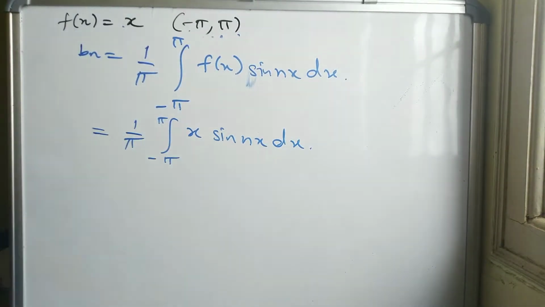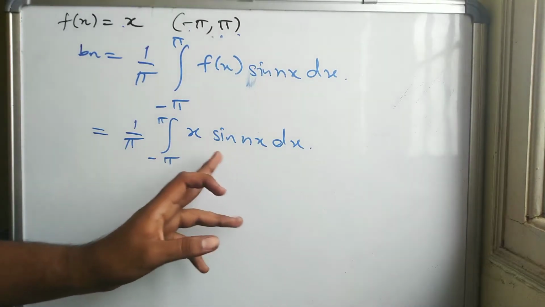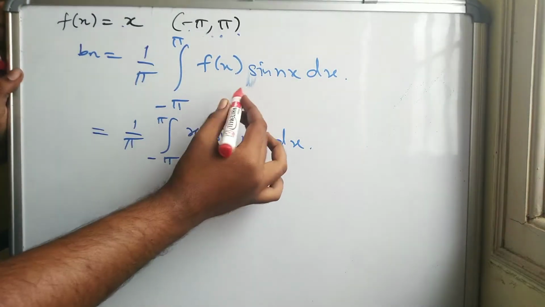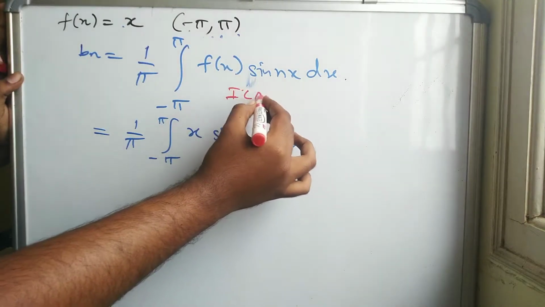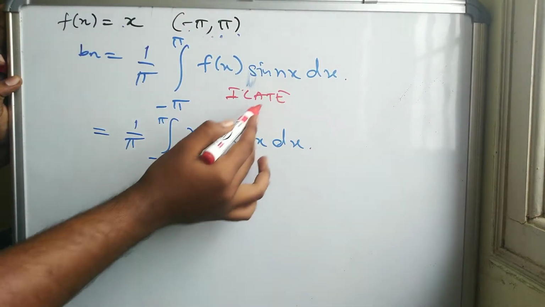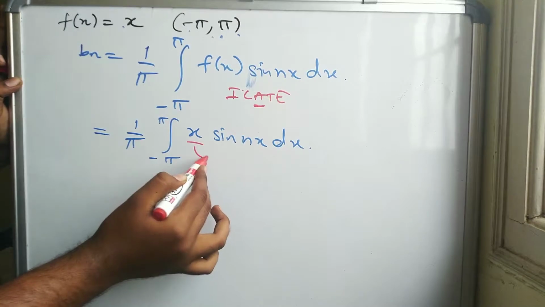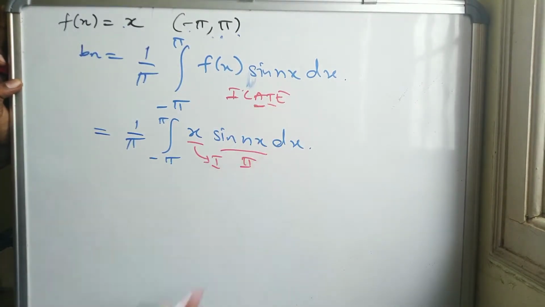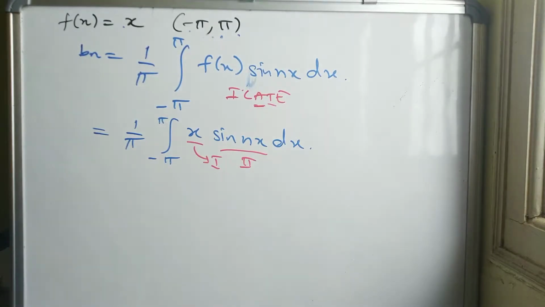Now in this, you need to remember you have to apply integration by parts. You can see this is a product of two functions, so you need to apply integration by parts. That is ILATE, which you have already studied. In this, the algebraic function comes first, so this is the first function, and the trigonometric function comes second, that is the second function.